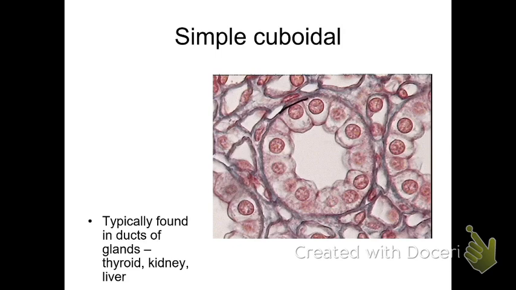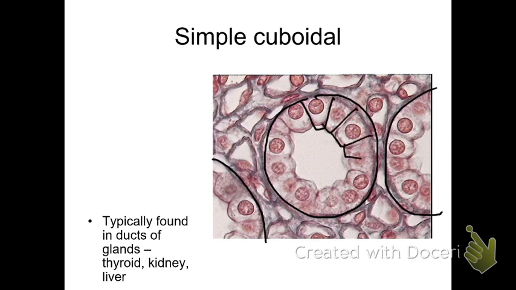Let me draw here the basement membrane. So I'm drawing on the basement membrane here. This is a circular arrangement of simple cuboidal. And you can see I'm drawing basement membrane in a number of places. And then you see cells, one layer of cells, and these cells are rather cuboid in their shape. And there's the nucleus.